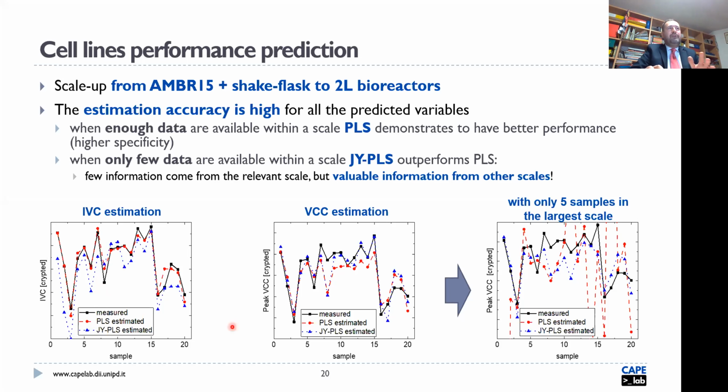However, there are other indicators, such as the peak viable cell count, in which the joint-Y PLS, so the model exploiting all the information available in all the scales, outperforms the scale-specific method, meaning that valuable information can be found in the other scales. And this is always true when we have only few data, few experiments in one scale.